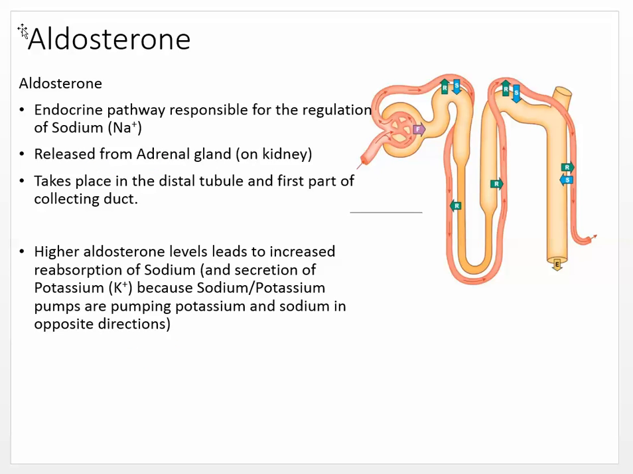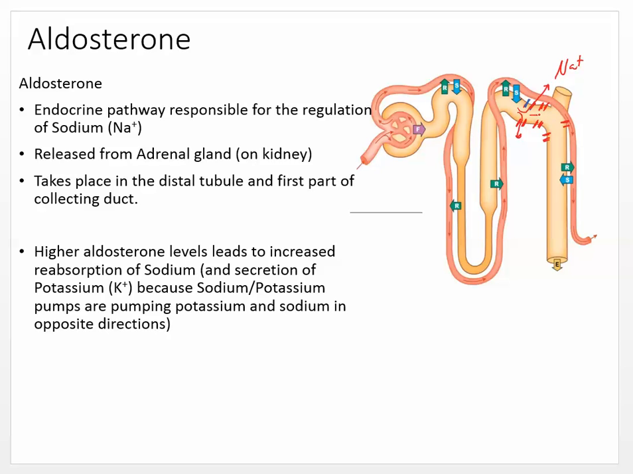Increases it. Okay, so now there's another hormone called aldosterone, and what it does is it puts sodium channels in the distal tubule and sometimes in the collecting ducts, and that actually pumps sodium back to the body.